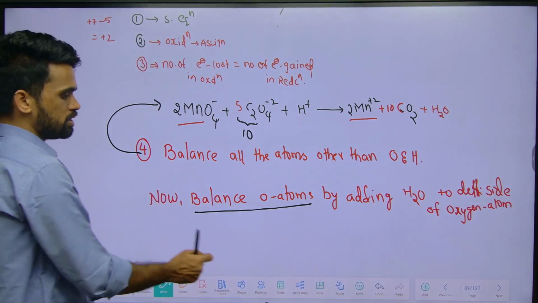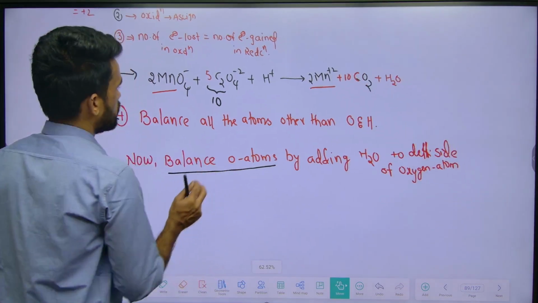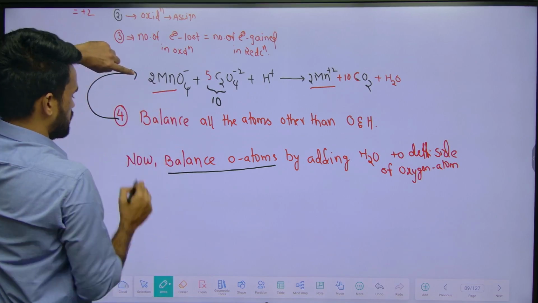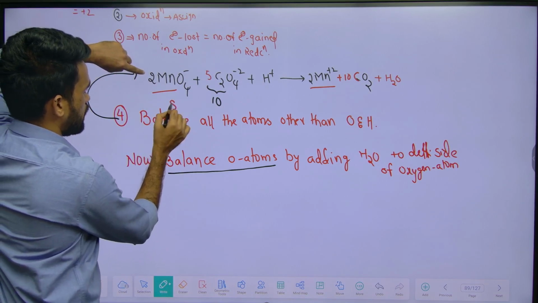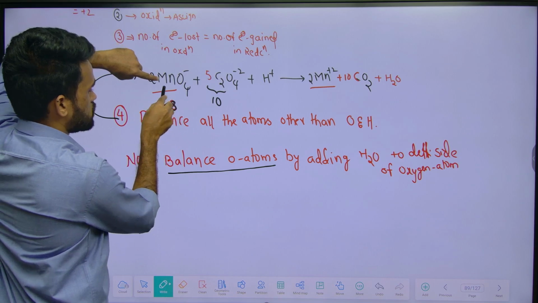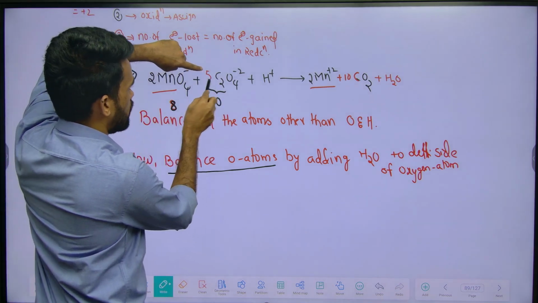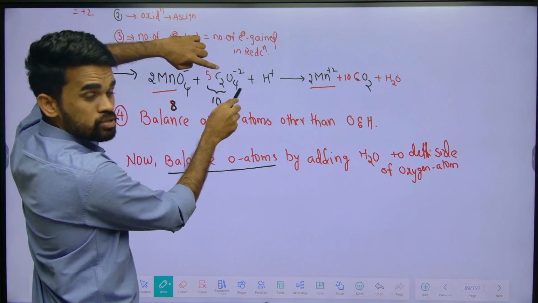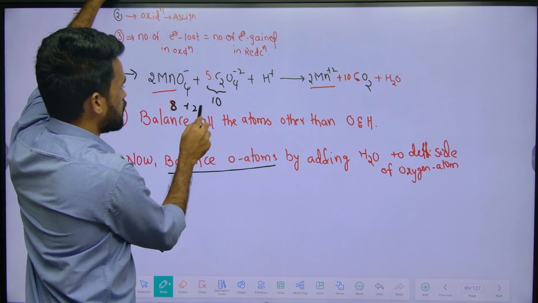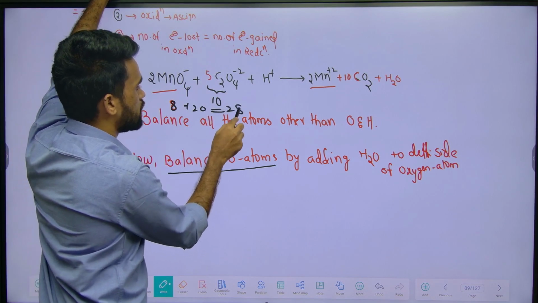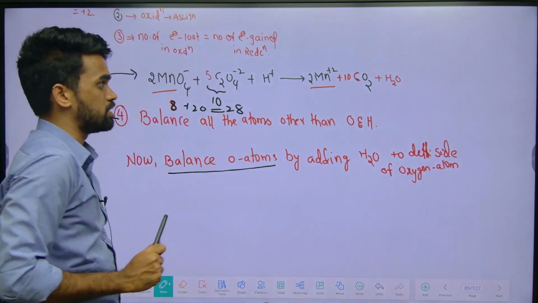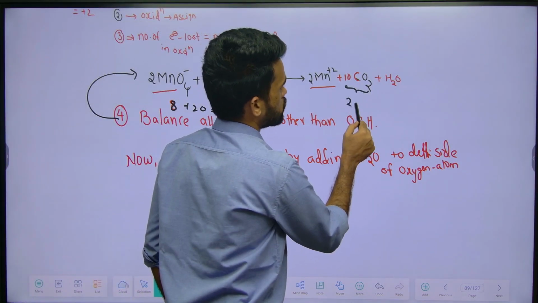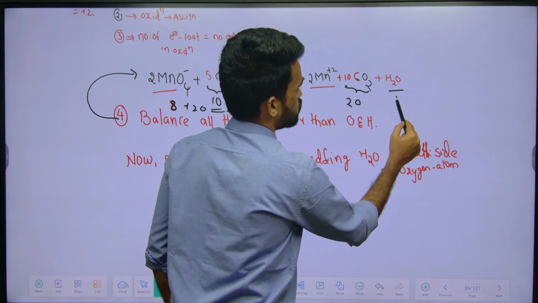Okay. Now look at these ones. Here how many oxygens are there? See, 4 2s are 8. 8 oxygens here, 8 oxygens here, and 5 4s are 20. So a total of 28 oxygens are there on this side, the reactant side, the left hand side. On the right hand side, if you observe, there are only 20 oxygens. Along with this it becomes 21.